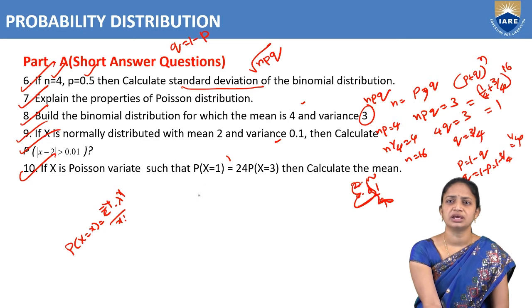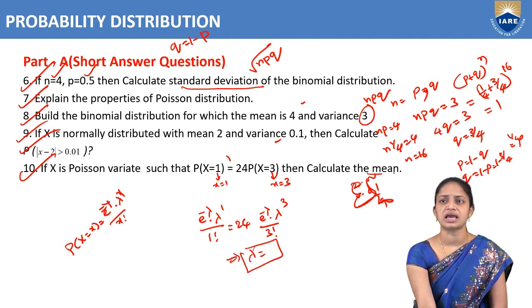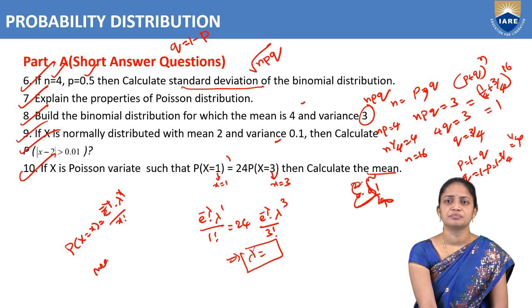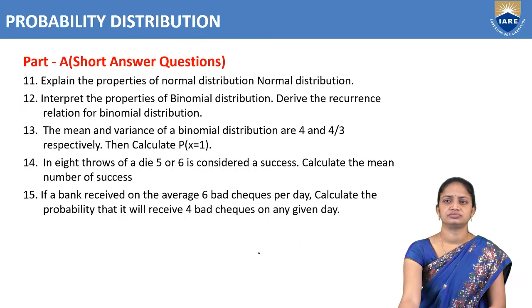Here they have given P of X with small x equal to 1, and here the value is small x equal to 3. So e power minus lambda, lambda power 1 by 1 factorial equal to 24 into e power minus lambda, lambda power 3 by 3 factorial. By using this we can calculate the lambda value. After that, calculate the mean. The mean of the Poisson distribution is lambda. So you just need to calculate the lambda value.